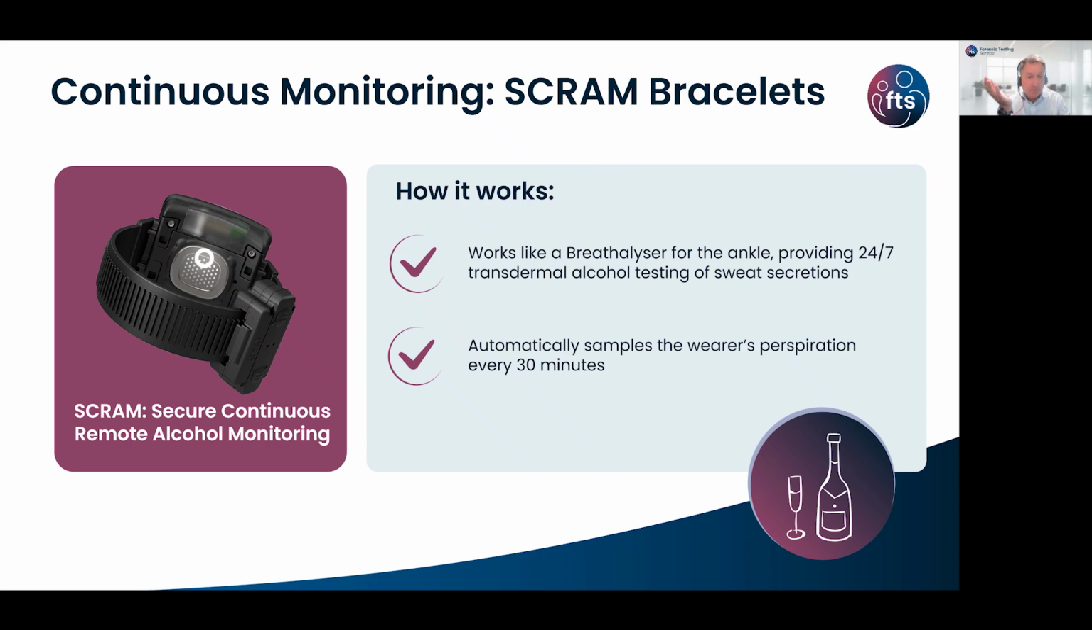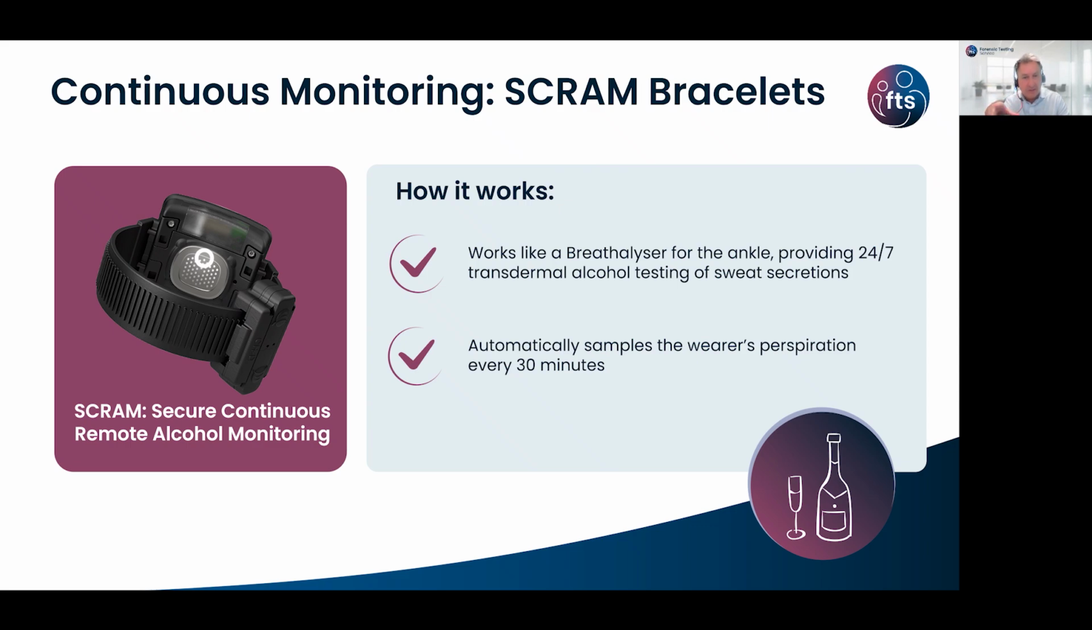So SCRAM, you might be familiar with SCRAM, Secure Continuous Remote Alcohol Monitoring. This started off in America for drink driving, and it was seen that it could be effective in family court cases as well, in some cases. So it does work like a breathalyzer. You attach it to the donor's ankle, it stays on there all the time, and it provides 24/7 monitoring of what's called transdermal alcohol, which is sweat. It's sweat coming through your body.